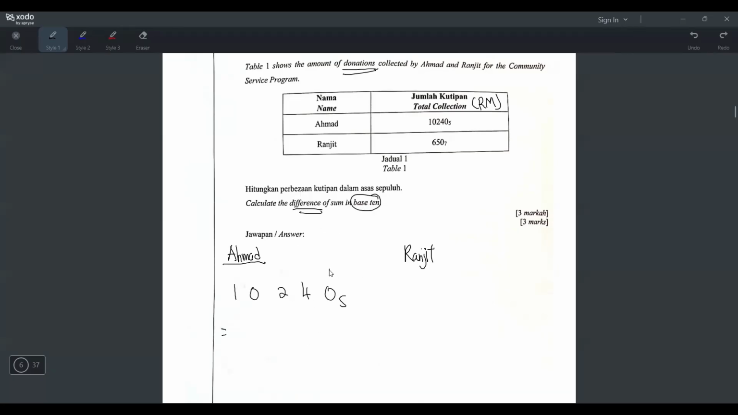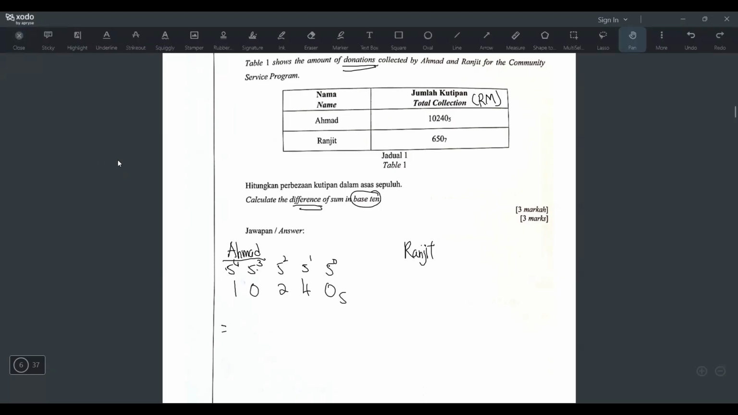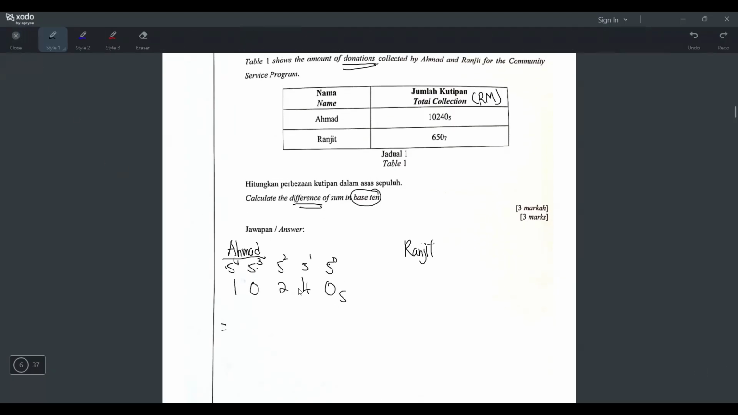The darab punya cara is you have to write down the place value first, right? So if it's base 5, the place value will be 5 power 0, 5 power 1, 5 power 2, 5 power 3, 5 power 4. Sometimes students will make a careless mistake. They will write 5 power 1 and then 2, 3, 4, 5. Okay, that one is wrong. You have to always start with 5 power 0. So just be careful. All right, so now the method is you have to take all the place values and times them with the digits down here.